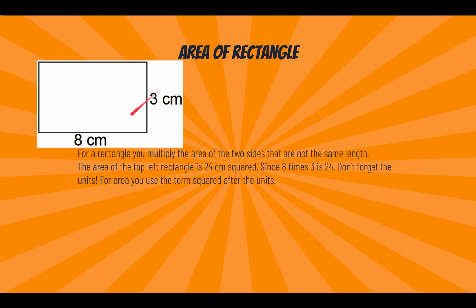For the rectangle, you multiply the length of the two sides. 8 times 3, you get 24 centimeters squared. Not the two opposite sides, the two sides that are different lengths. So these two, or these two. You get 24 centimeters squared. Don't forget the word squared and don't forget the units. For area, you have to use the word squared in it. For any area, triangle area, anything.